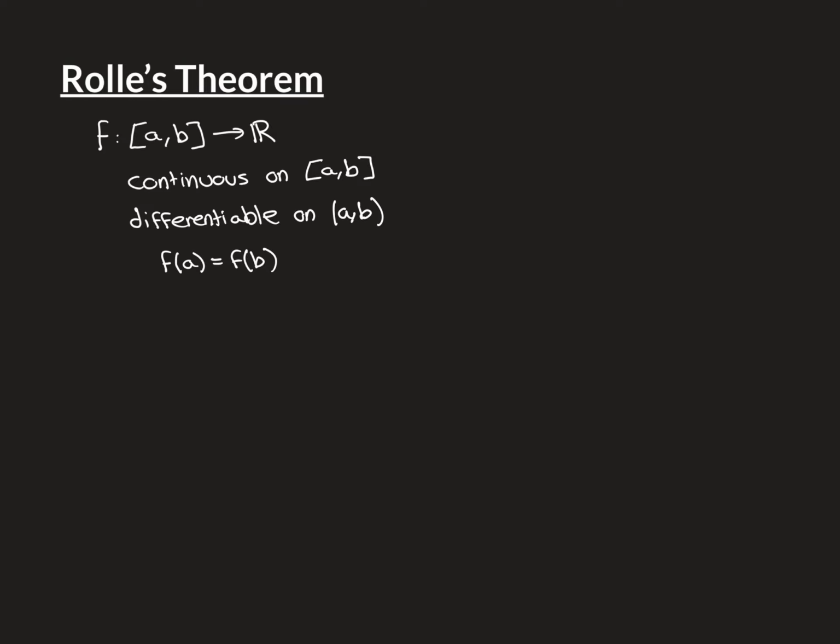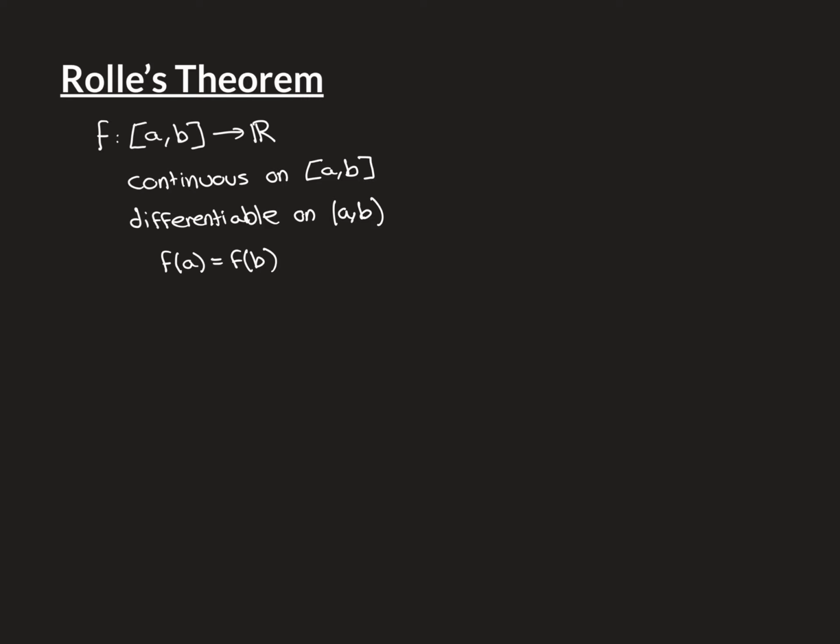So let's firstly state the theorem. We're going to have a function that's defined on a closed interval that we'll call the interval AB, and it's going to be a real valued function. For Rolle's theorem to apply, the function needs to be continuous everywhere on the closed interval AB, and differentiable everywhere on the open interval AB, so everywhere inside the interval except for the boundary points A and B.